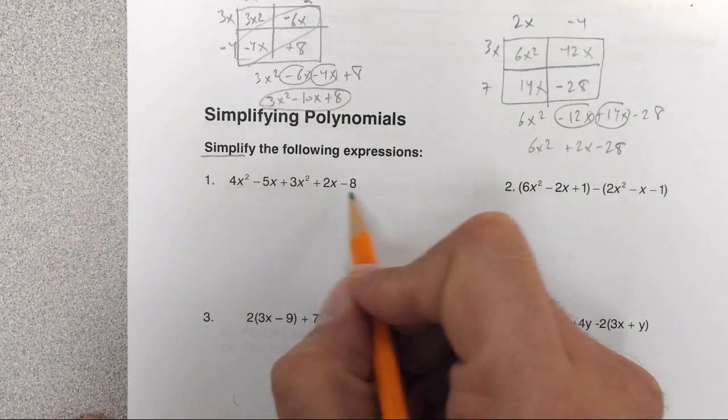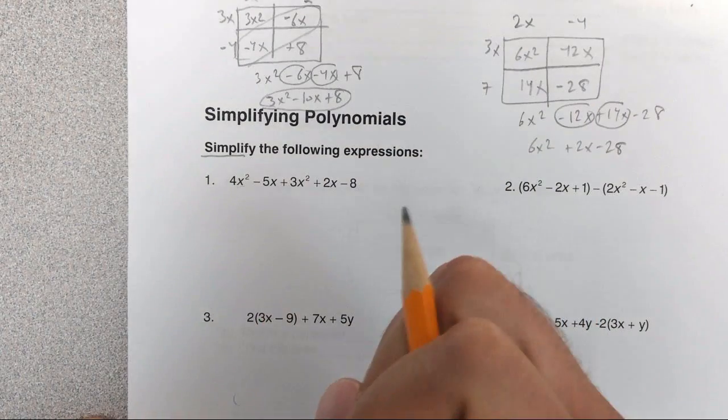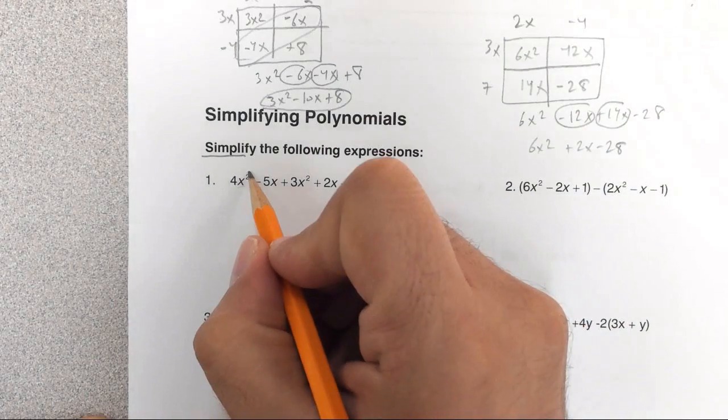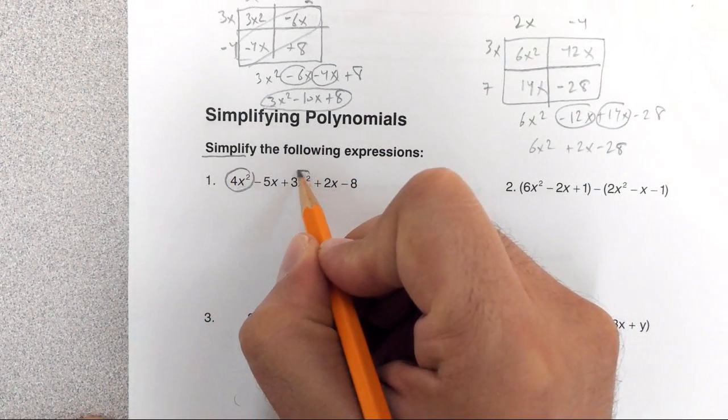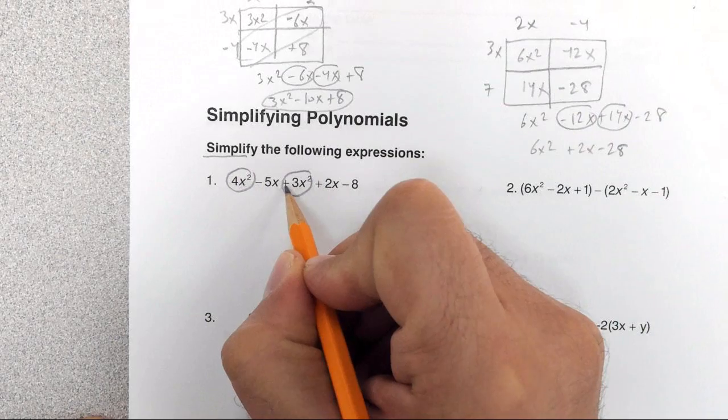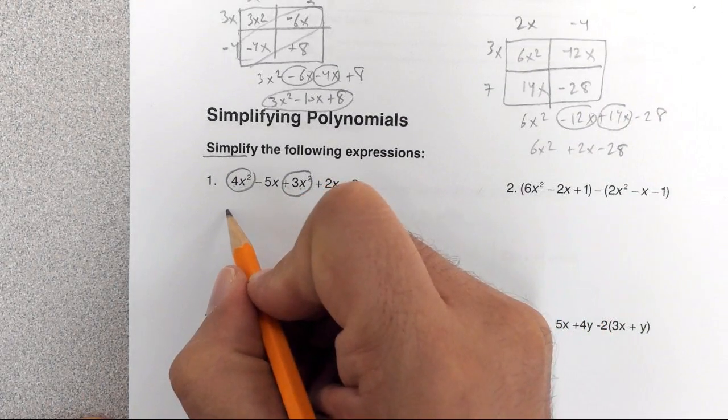There's just too many things out here. I'm going to see if I can combine them together and make it simpler. So I just circle the stuff that goes together. Now notice, I keep the sign with the number. So that's 4 plus 3. 4 plus 3 is just 7.